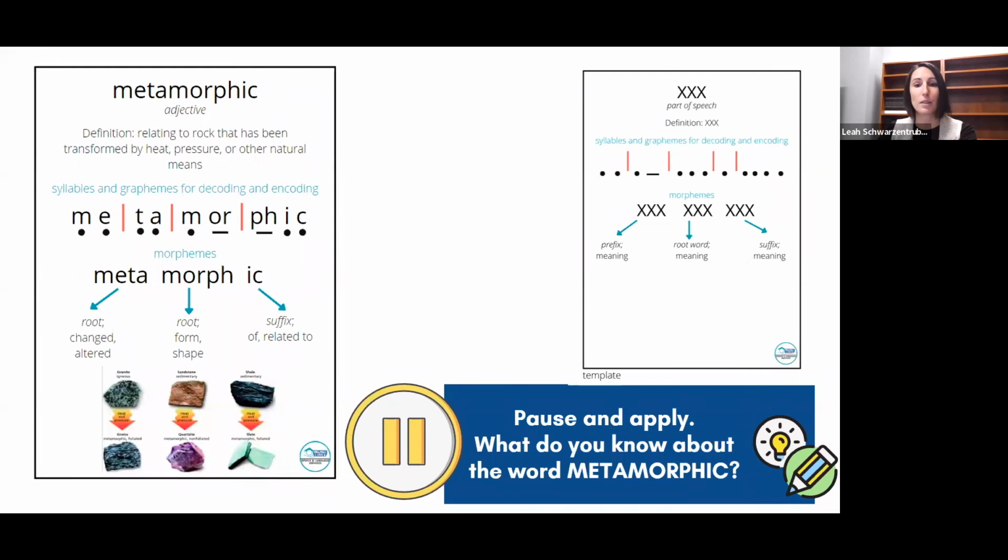And then we can examine the individual morpheme units to assist us in making meaning from these individual units of the word. Meta is a root, meaning changed or altered. Morph is a second root form in this word, which refers to an object's form or shape. And the suffix "ic," which indicates of or related to. Including pictures or visual supports can also benefit students consolidating their depth of understanding of newly introduced words.